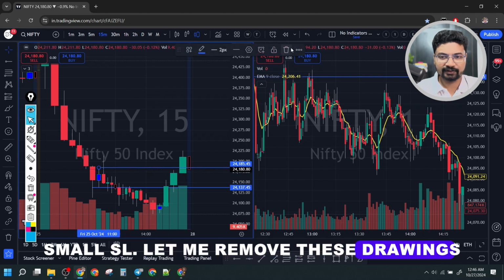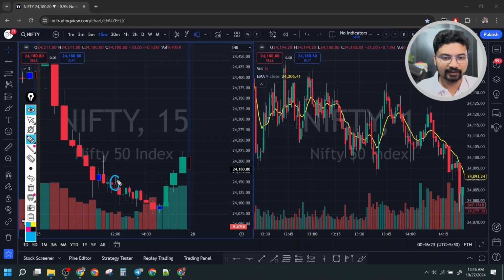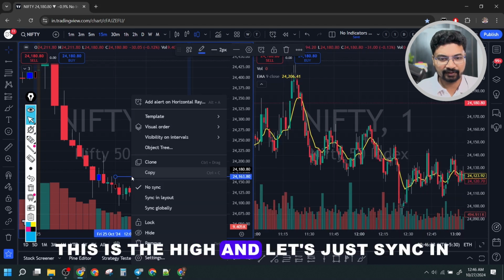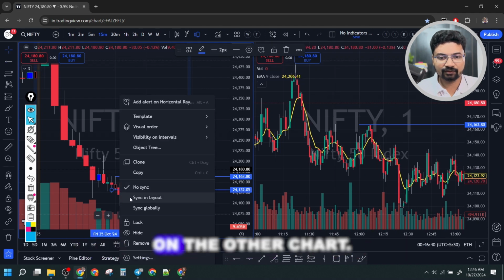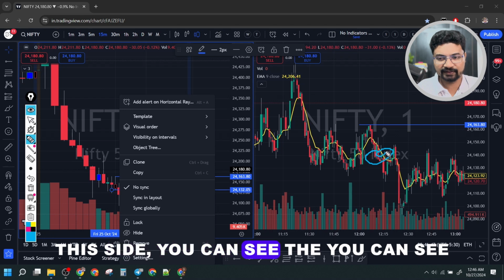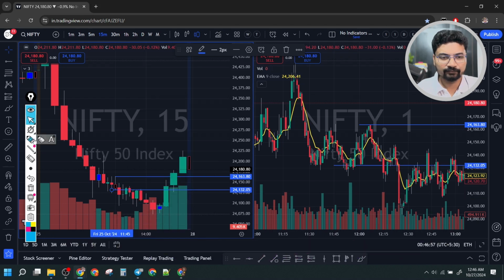Let me remove these drawings. The next candle is here, and the next candle is here. Let me plot the high and low. This is the high, and let's sync in layout. If I click sync in layout, it will appear on the other chart. If I click on sync in layout, here on this side you can see that line. Okay, let's see.